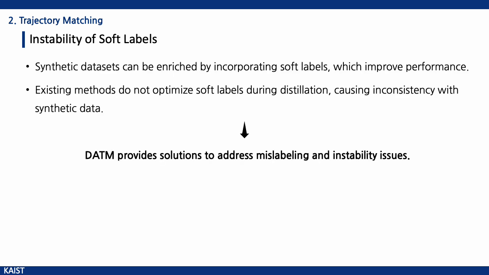Synthetic datasets can be enhanced by incorporating soft labels, which boost performance. However, existing methods fail to optimize these soft labels during distillation, leading to inconsistencies between synthetic data and the labels. DATM addresses this by introducing solutions to tackle mislabeling and instability, ensuring more effective and stable distillation. Now, let's move on to the methodology presented in this paper.